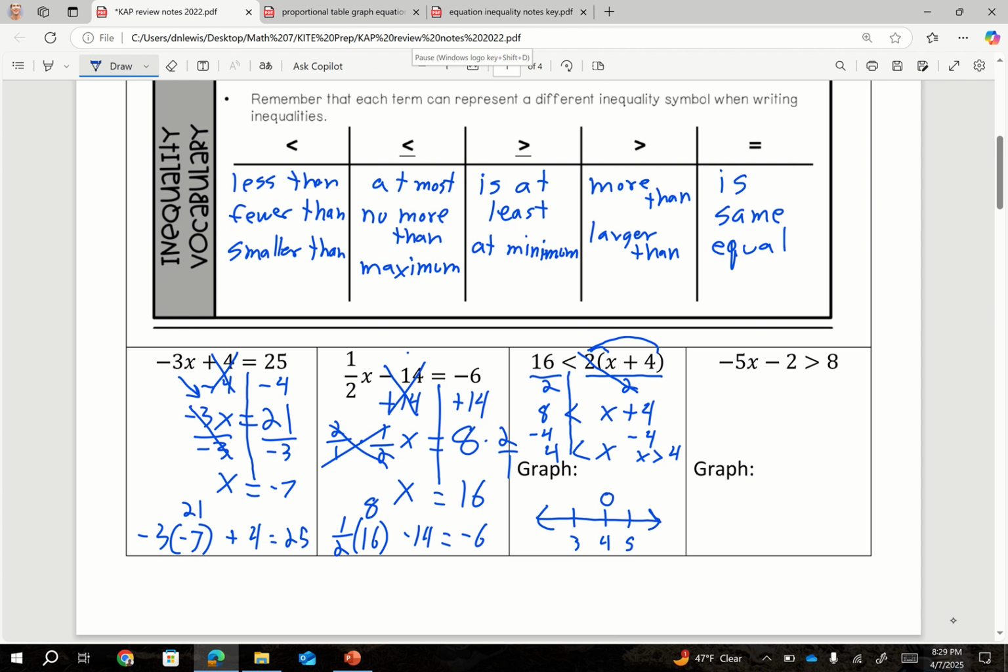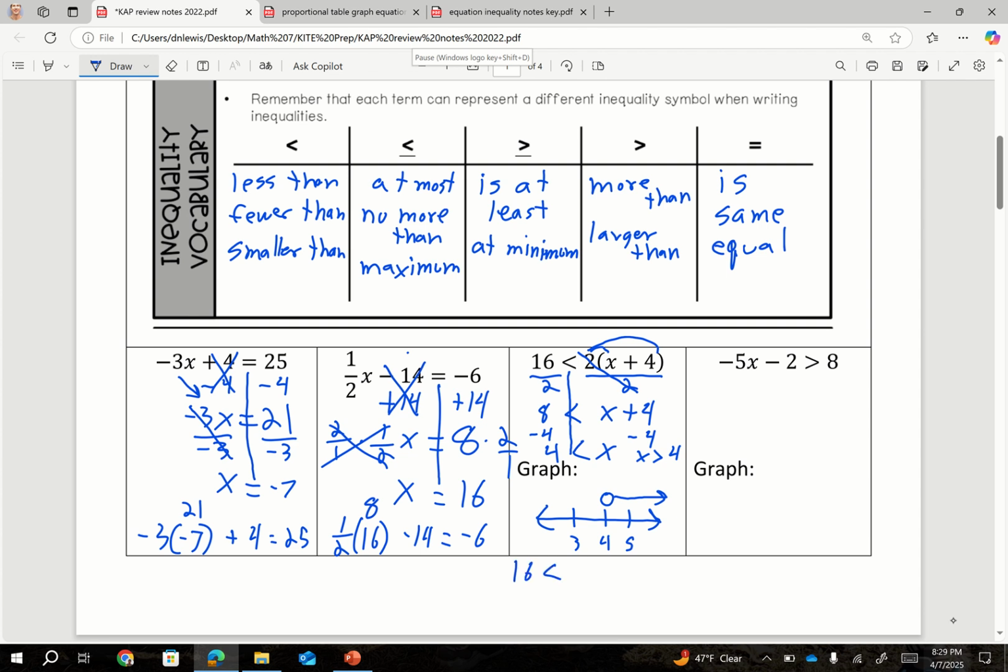I know I need an arrow pointing at numbers greater than 4. And I need an open dot because it is not equal to, it is just greater, numbers greater than. So this graph is showing me all the solutions to this inequality. My number could be anything greater than 4. So if I wanted to check my answer, I just have to pick a number greater than 4. So let's just go ahead and pick 6.